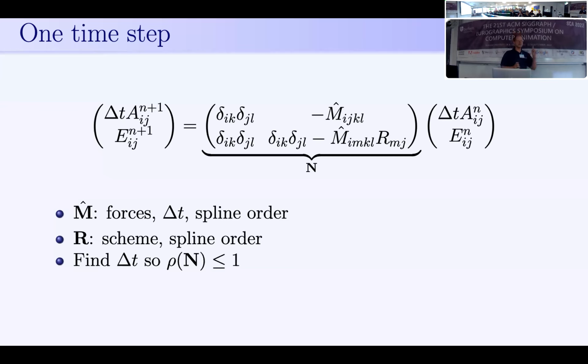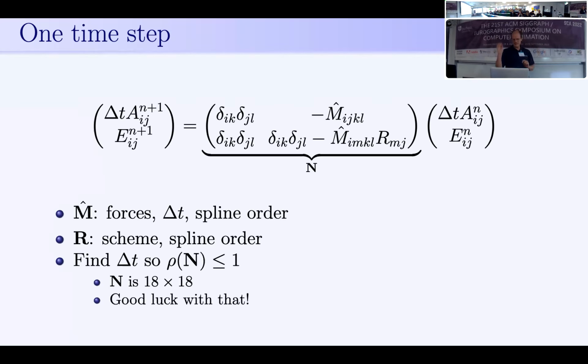All right, and what do we need to do? We need to find a time step size such that the spectral radius of this matrix is less than or equal to 1. What is the spectral radius of a matrix? It is the maximum absolute value of any eigenvalue of a matrix. All right. Who wants to do eigenvalues of an 18 by 18 matrix? Analytically, symbolically, by the way, not numerically, it has to be symbolic. And then we have to find a bound so that dt keeps the spectral radius less than 1. Good luck with that.